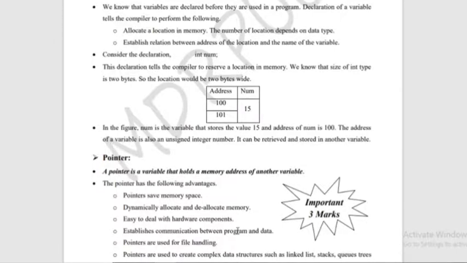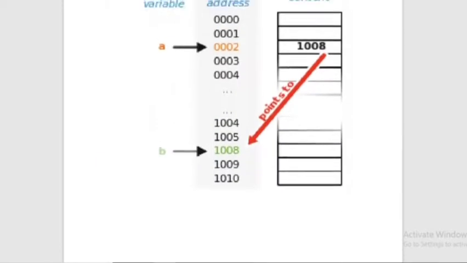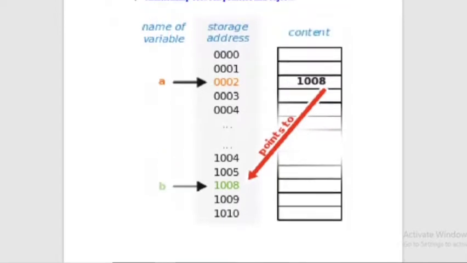A pointer is a variable that holds the memory address of another variable. Take two variables a and b, then allocate some storage space, then it has content that points to another variable in a program. So this is about the introduction and advantages of the pointer.